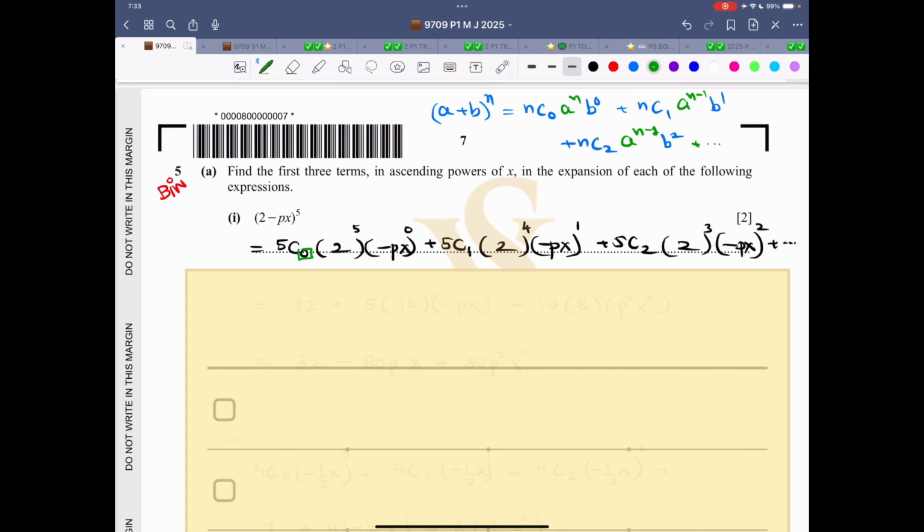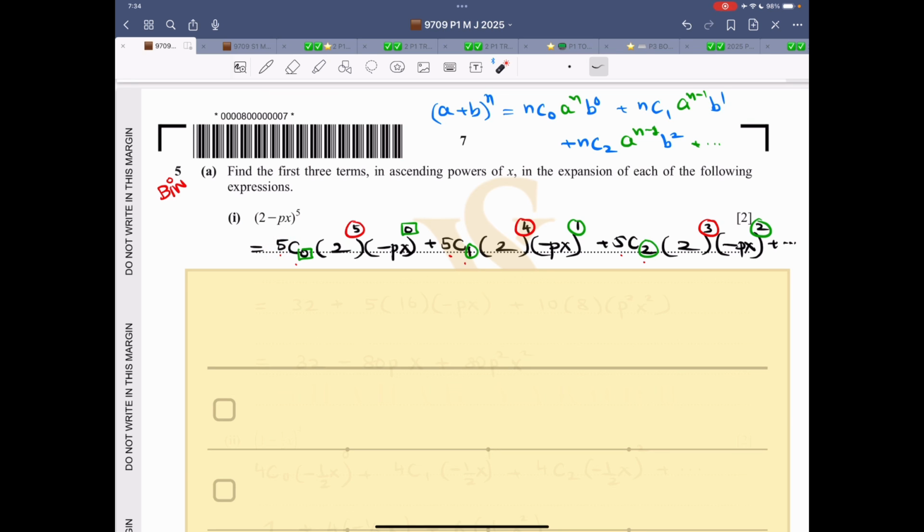This is 5C0, b raised to the power of 0, 5C1, b raised to the power of 1, 5C2, b raised to the power of 2. The difference between 5 and 0 is 5, 5 and 1 is 4, 5 and 2 is 3. The total power, 5 plus 0, 4 plus 1, 3 plus 2, always adds up to n, which is 5 in this case.